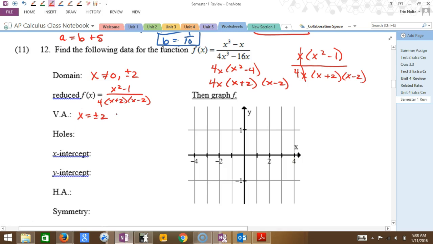Okay, do I have a hole? Yes, hole at 0. Just so you guys know, in the past I've just kind of said x equals 0. It is possible for you to find the corresponding y value, find the exact point where the hole lies, by simply plugging the x value of 0 into the reduced function. So if I plug 0 into the reduced function, what would I get for the corresponding y value?